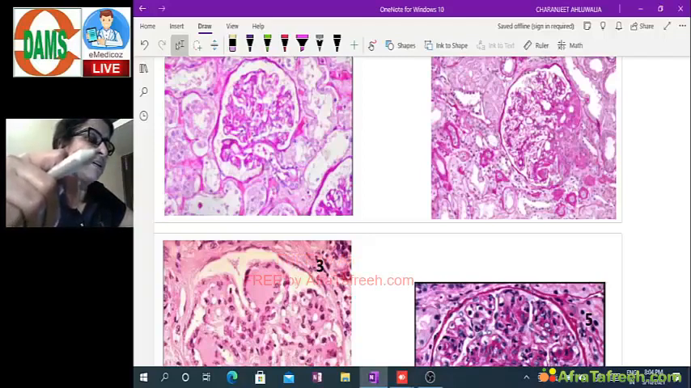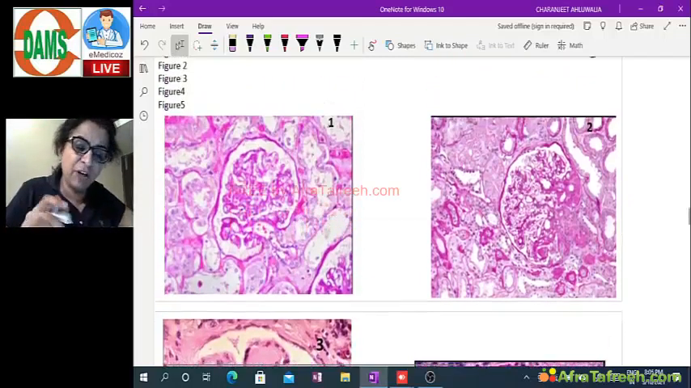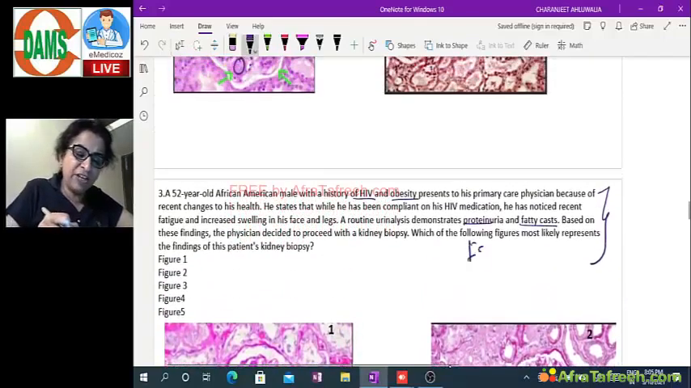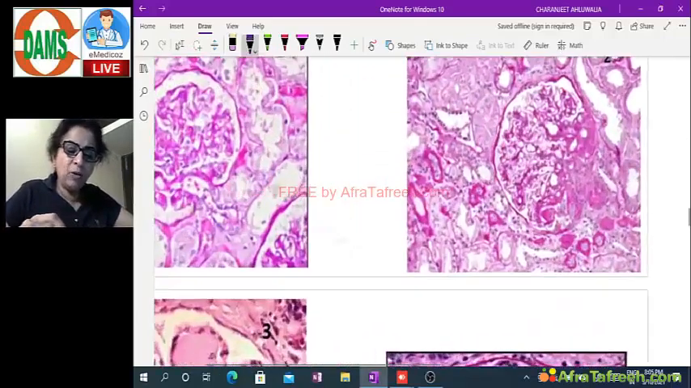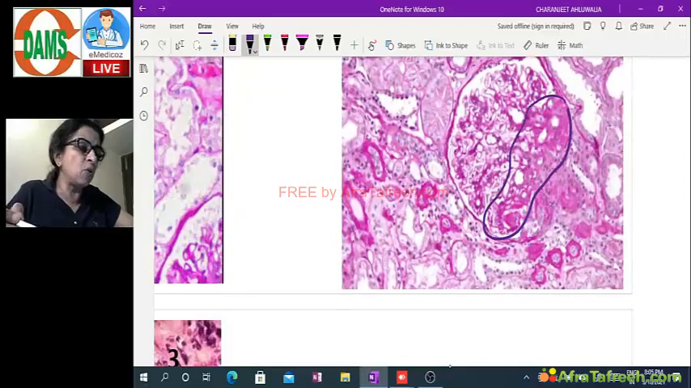Yalini, what is your answer? Ujjwal? Okay, Muskan has given the answer. What about Yalini and Ujjwal? Okay, answer is figure 2. Now what is this? This is FSGS. Now look at figure 2. Here this is the focal and this is the segmental sclerosis of the glomeruli that we are seeing here. Okay, so Ujjwal has also given.